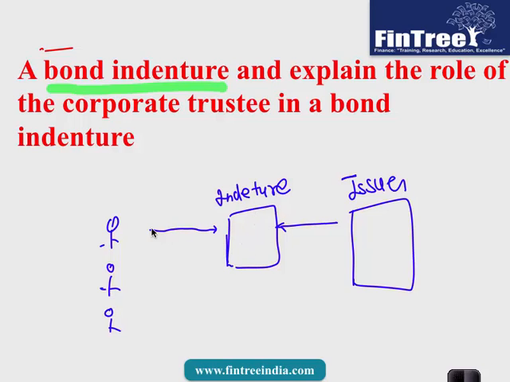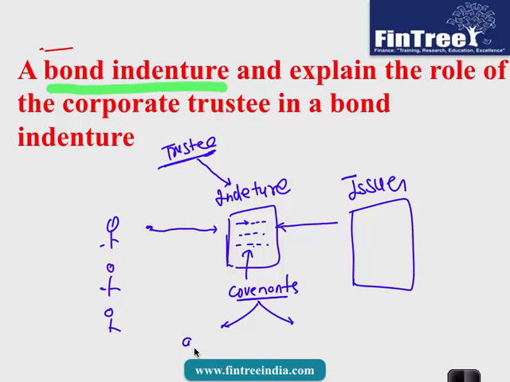And every bond issue will have a corporate trustee involved. The job of this trustee is to carefully oversee whether compliance with this agreement is being taken care of. So this indenture has different clauses in it. They will have different terms and conditions. These terms and conditions are referred to as covenants. And these covenants could be of two types. Either an affirmative covenant or a negative covenant.